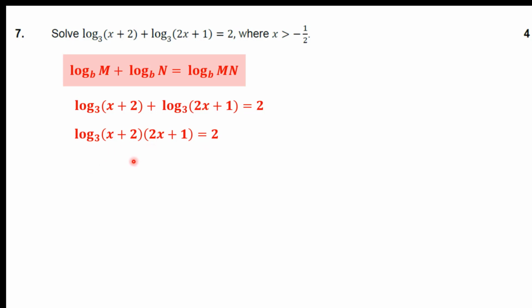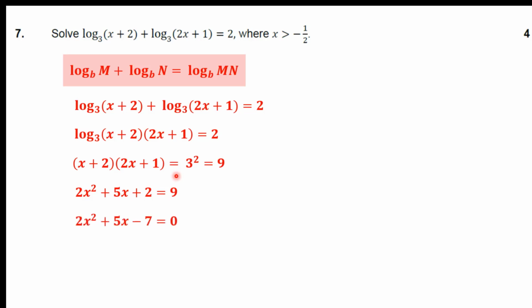So we can say that the two brackets multiplied together must be equal to 3 to the power 2, which equals 9. Now that's a quadratic equation. The best thing to do is multiply out the left-hand side, then take the 9 to the left, tidy it up so you get 0. Now you've got the standard quadratic equation.